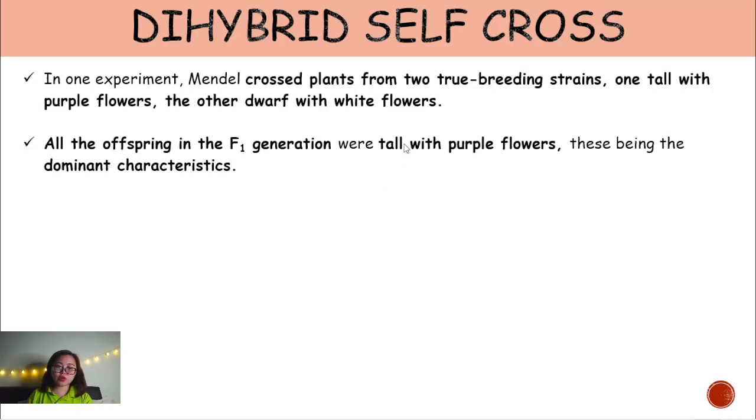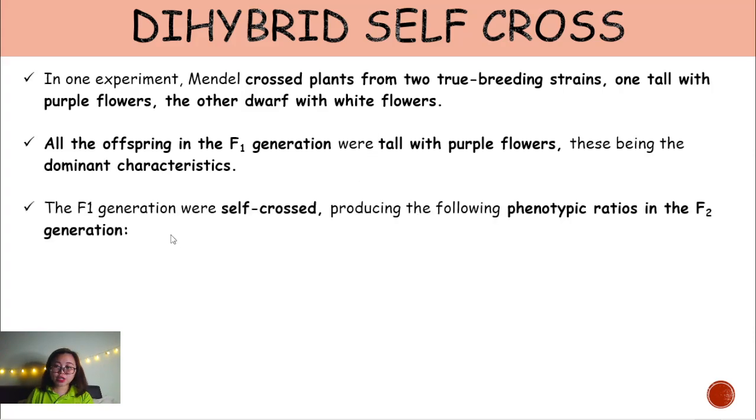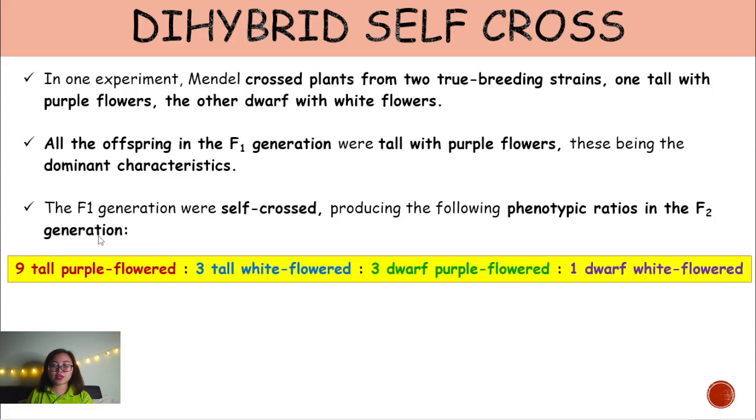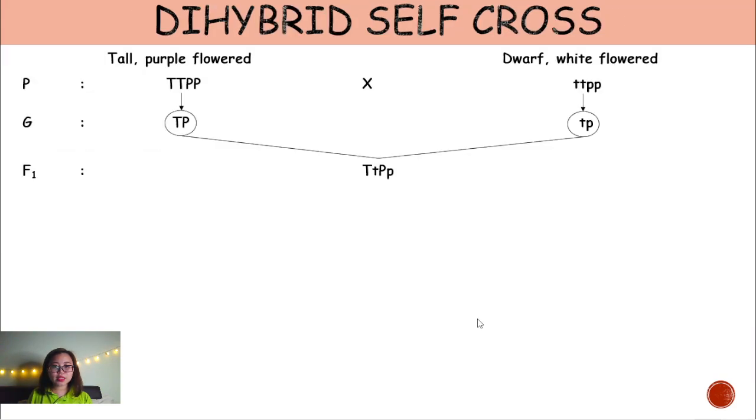Okay, after we get the first generation, it will be self-crossed and produce the following phenotypic ratio in the F2 generation. Generasi pertama self-cross, kawin, kira-kira. F2 generation akan hasilkan nisbah ini. They will produce this ratio, which is 9 tall purple flower, 3 tall white flower, 3 dwarf purple flower, 1 dwarf white flower. 9, nisbah 3, nisbah 3, nisbah 1. Okay, let us see that in diagram.